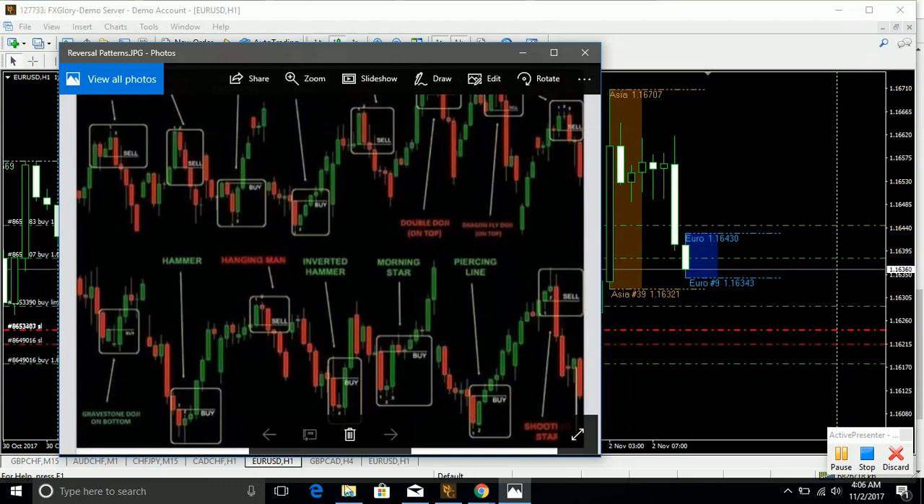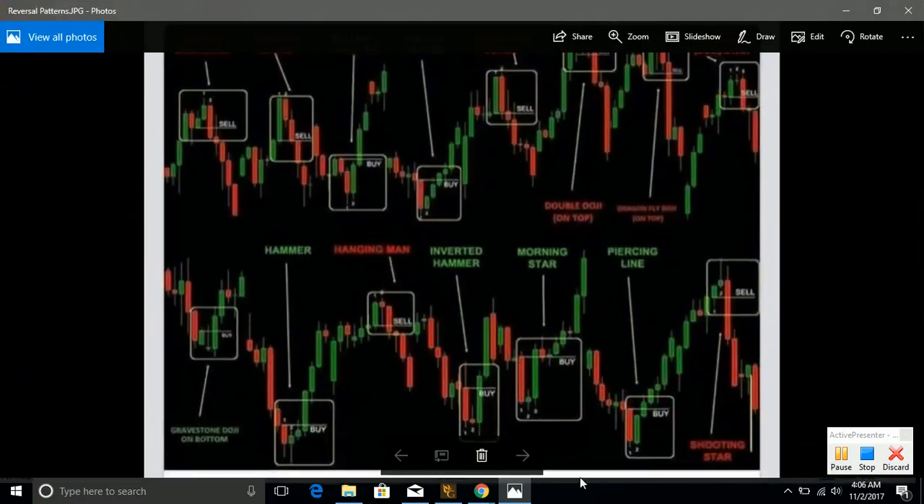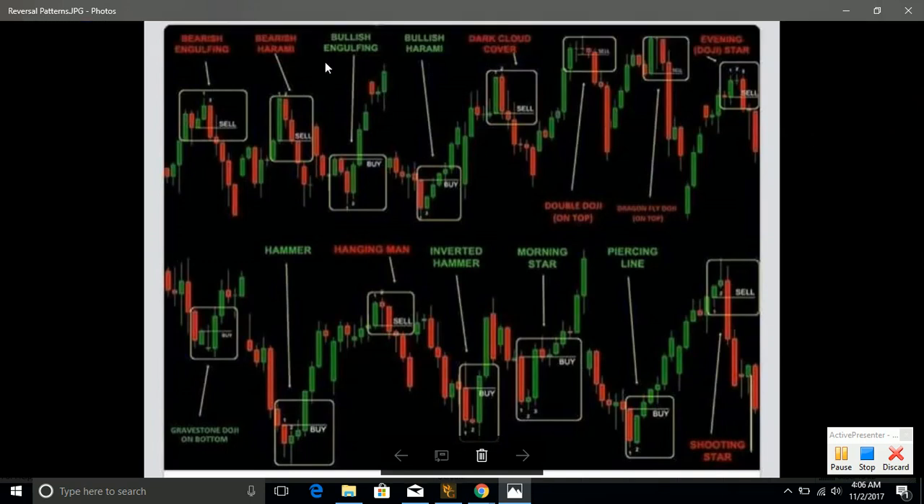What I'm looking for here is either a hammer, gravestone, doji, okay, looking for a hammer here, a piercing line, inverted hammer. We're looking for one of these buy patterns. Green, these green symbols are going to be our buys. We could possibly get a bullish engulfing, bullish harami, piercing line, morning star, inverted hammer, or the regular hammer.